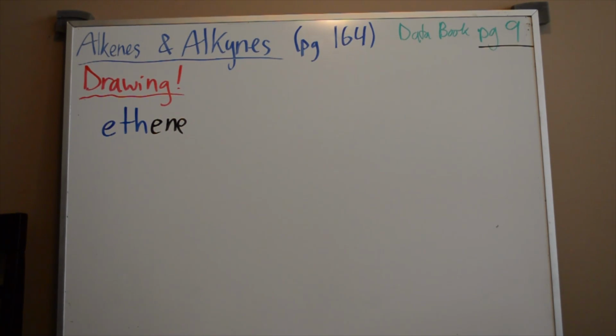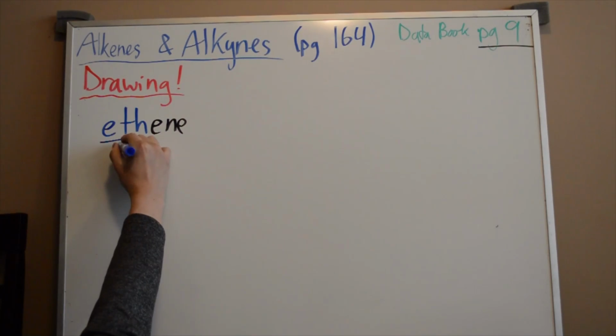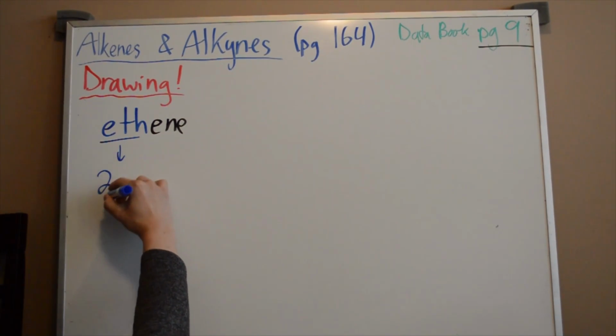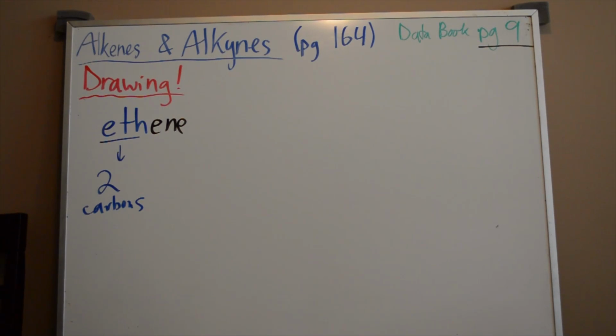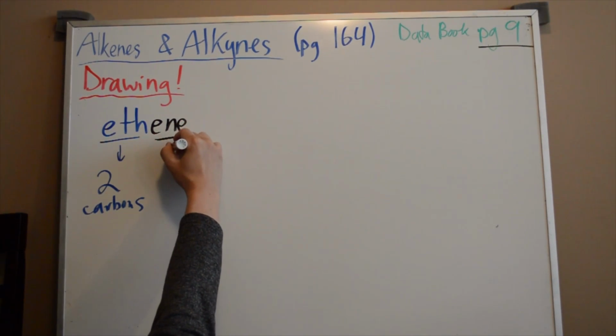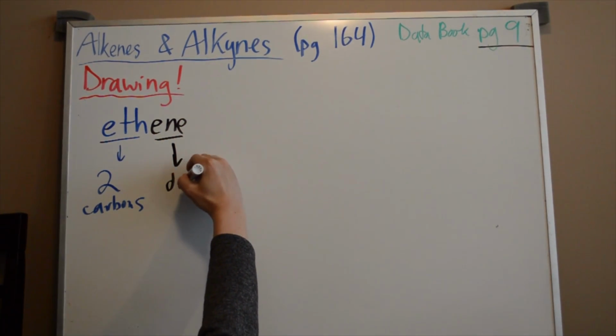So how do we draw ethene? We already did this actually before, but as a review, when we have the name, we've got to sort of separate the name into the different parts. When we have the eth prefix over here, we are talking about 2 carbons. You should remember that from last week, or you can also take a look at page 9 of the data book. Okay, so we have 2 carbons, and the ene suffix tells us we have double bonds.